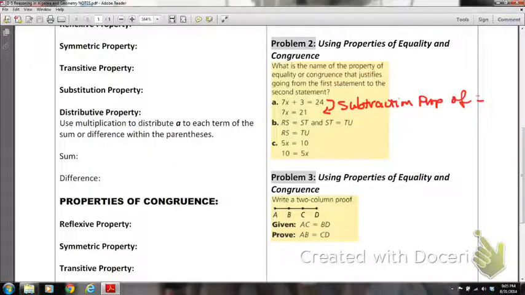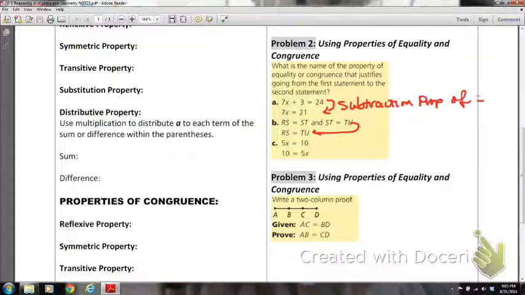The next statement says that the length of segment RS is equal to the length of segment ST, and the length of segment ST is equal to the length of segment TU. So the second statement, to get to this statement, the next statement says that RS is equal to TU. What property allows us to make that second statement?